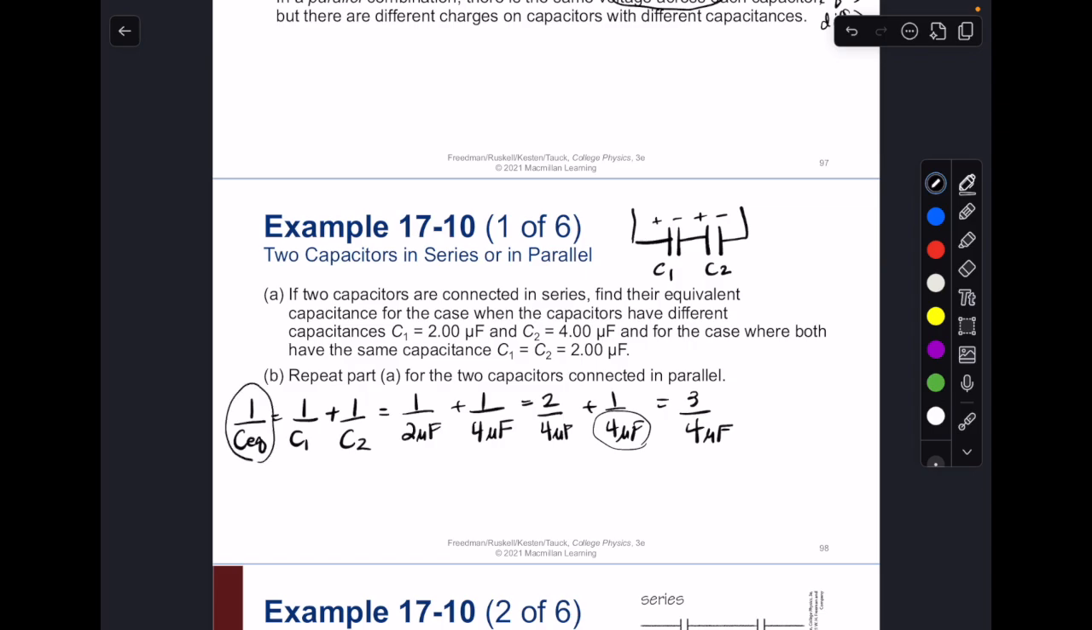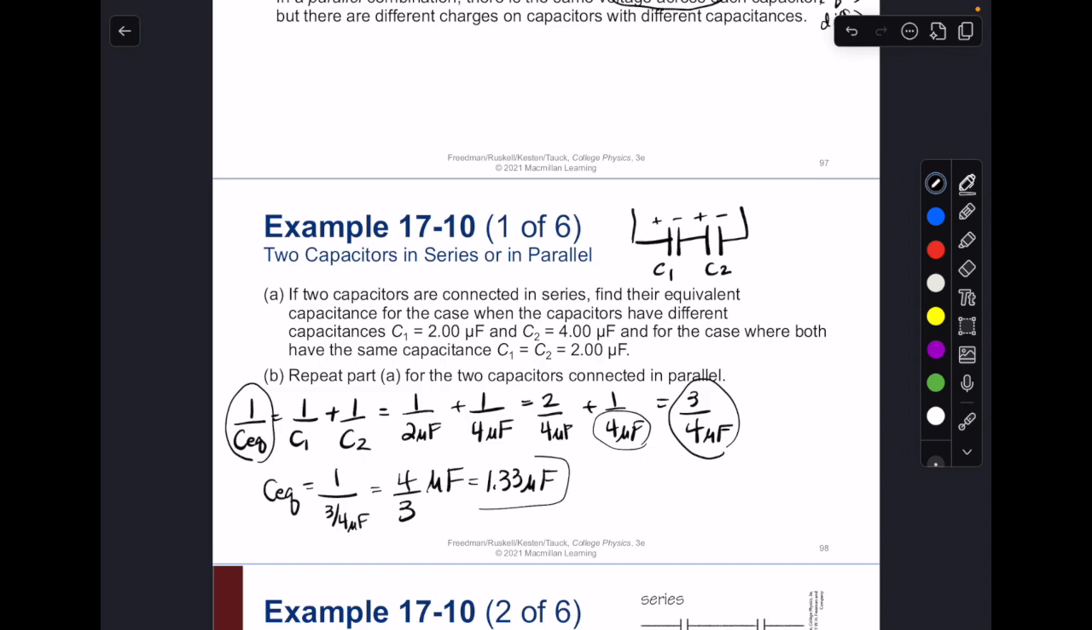Why? Because what I'm finding is 1 over the equivalent capacitance. So I'm going to need to invert this number to get the actual capacitance. C equivalent is going to be 1 over 3/4 per microfarad, which is equal to 4/3. Now my microfarad unit is in the numerator. So it's equal to about 1.33 microfarads. That's the equivalent capacitance of this series arrangement. Now, what if we have a series arrangement, but we have C1 equals C2?